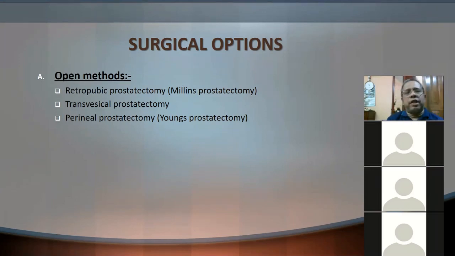The perineal approach is Young's procedure. The perineal approach is very, very rare and is not done. Previously, two methods were more familiar: retropubic prostatectomy and transvesical prostatectomy. So for the examination, if a question asks for the names of the open surgeries or prostatectomy, your answer is retropubic prostatectomy or transvesical prostatectomy.